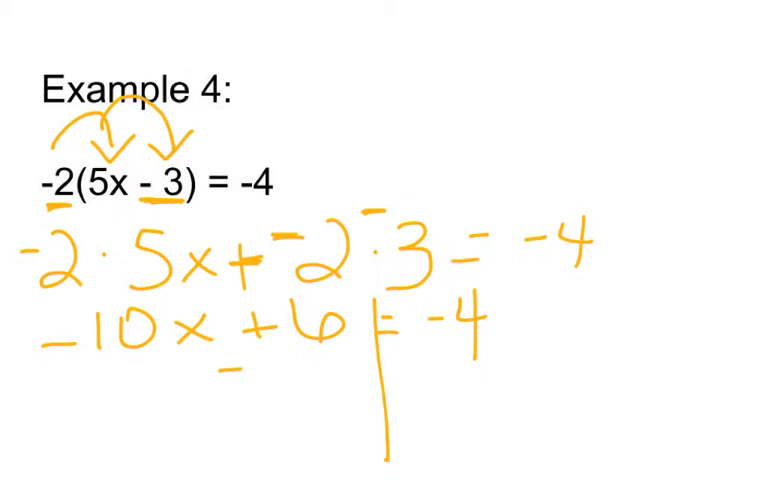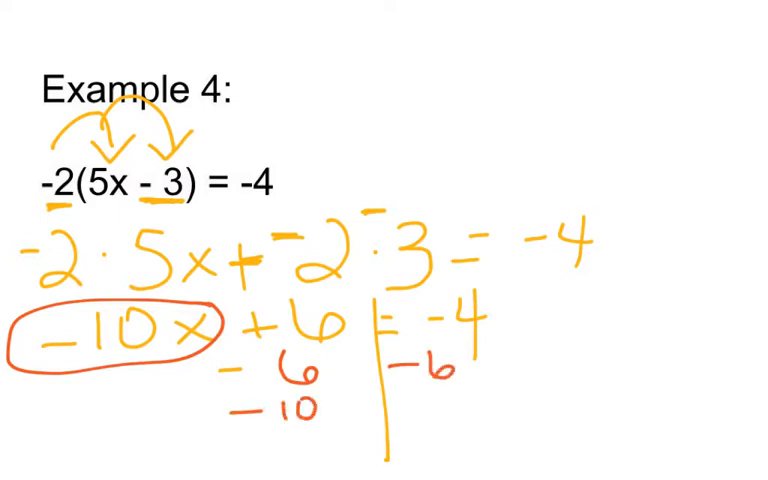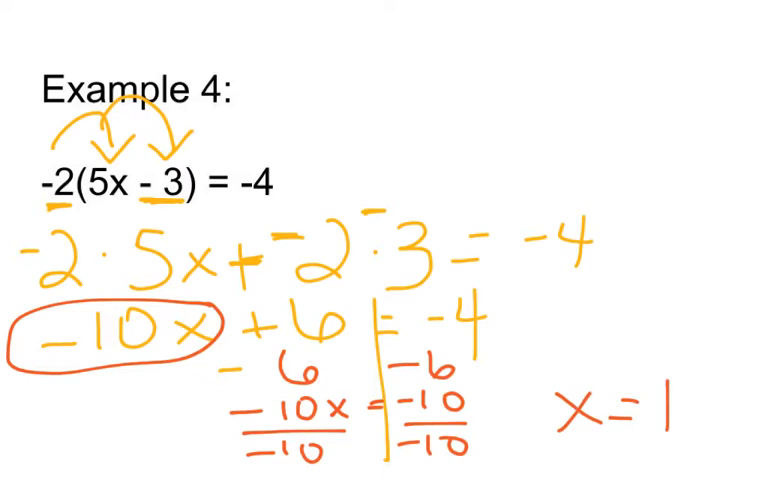So then I'm going to isolate the term with the x. I'm going to divide by -10. So x turns out to be 1. I'm not going to check that one, but you could go back and do the checking process if you wish.